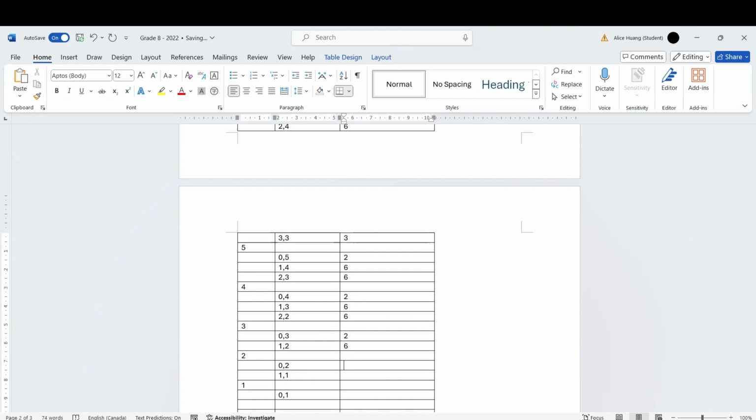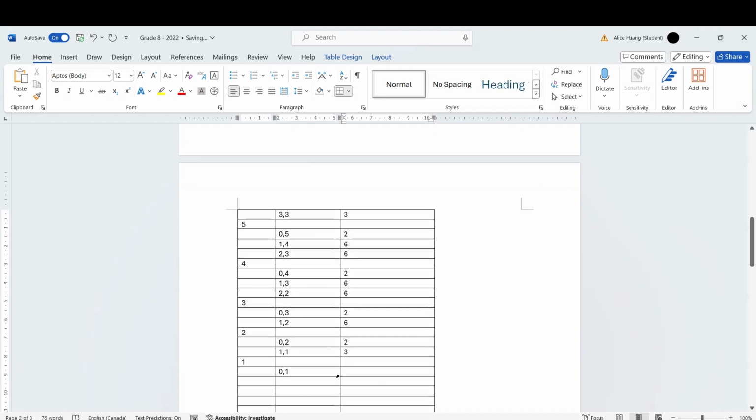Now let's move on to the sum of 2. So there are 2 here, and this one, 3. The last one, 1, 0, 1. Since the 0 cannot be the first digit, it can only be the second digit or the third digit, so there are only two.